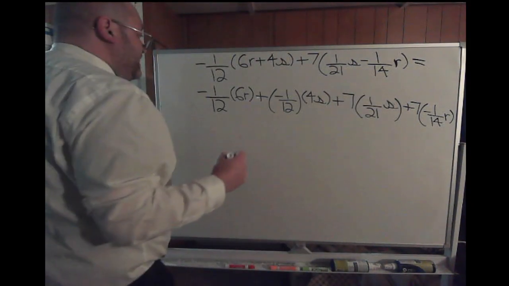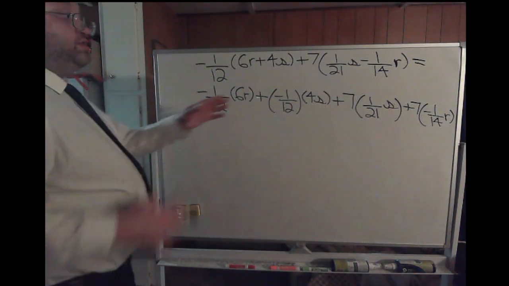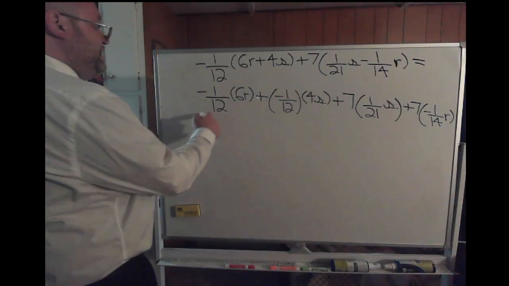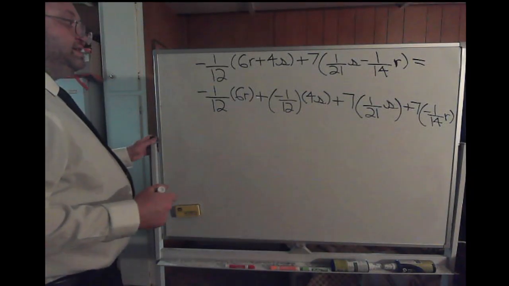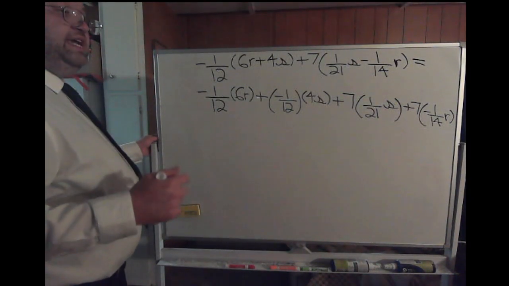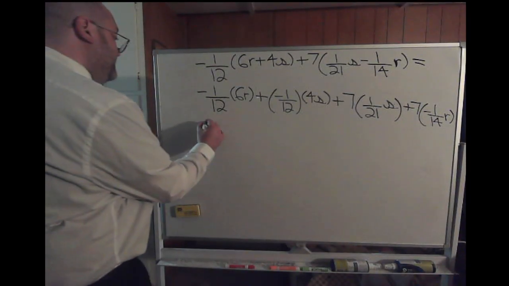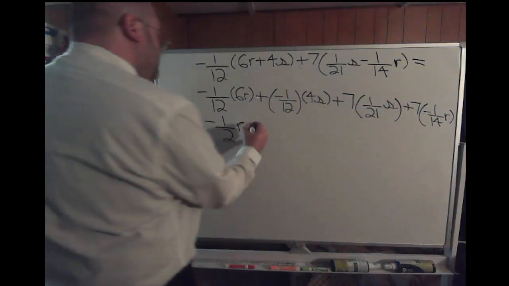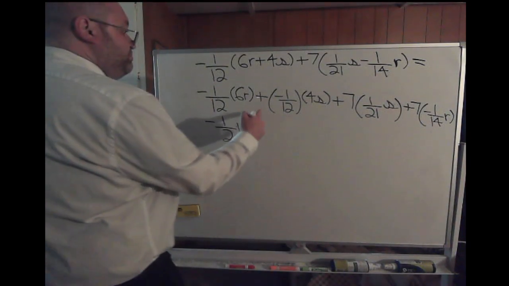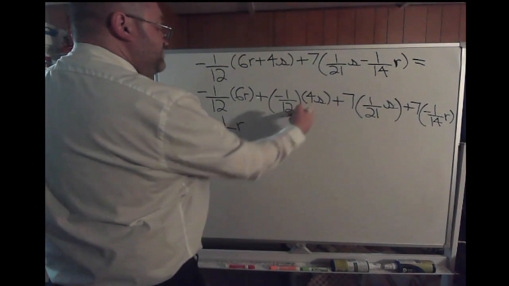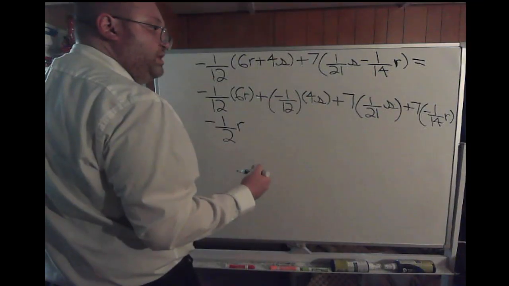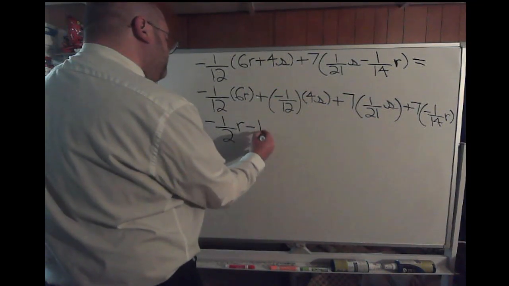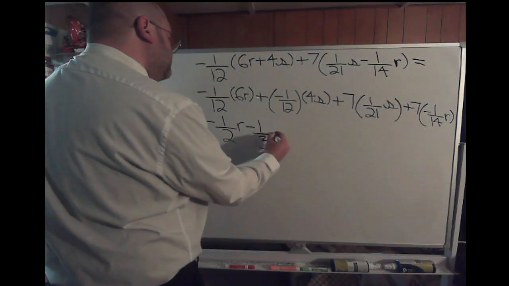Alright, so what you got to do now, we've done our distributive property with these, now we just got to do the multiplication on each term. So negative 1/12 times 6r, that'll give you negative 6/12, which would be negative 1/2. You end up getting negative 1/2 r. Now you have plus the negative 1/12 times 4s, which would give you negative 4/12. Well, negative 4/12, that's negative 1/3, so you get negative 1/3 s.